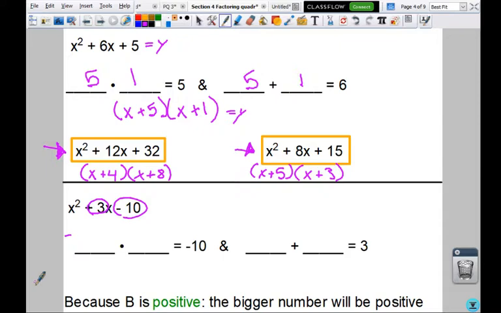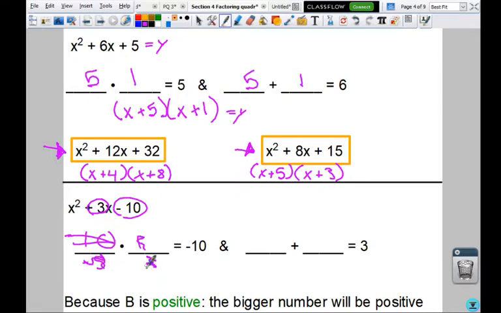Negative 10 times 1. But is negative 10 plus 1 equal to 3? No. So we got to pick different numbers. What times what is negative 10? Negative 5 times 2. Is negative 5 plus 2 positive 3 though? No. So we gotta try again.